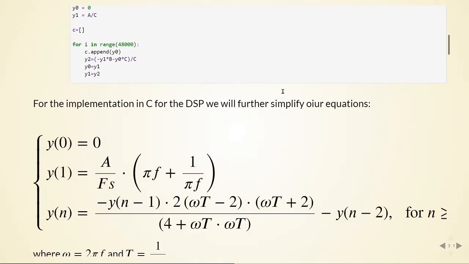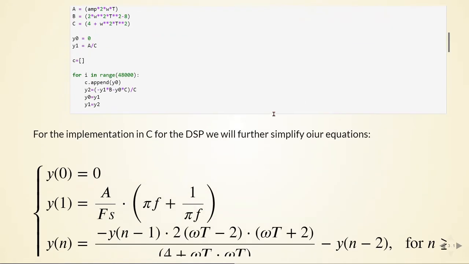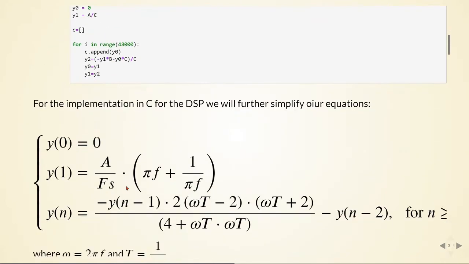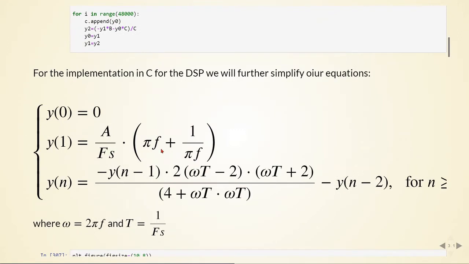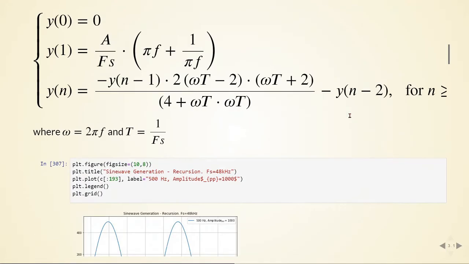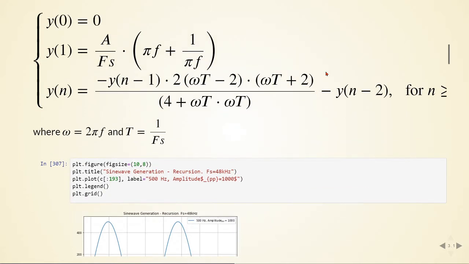For the implementation in C, we can further simplify the equations. I will not use the sampling period, but I will use the sampling frequency. So I'm just replacing here. I'm not using omega, I'm using f, where omega is equal to 2 pi times f. So I'll be doing this. And also here I'm taking this out of this division, and we end up with these equations here. This will make things a bit simpler.